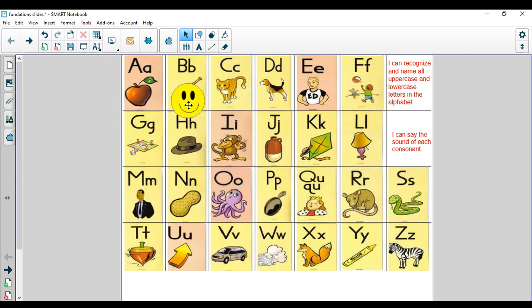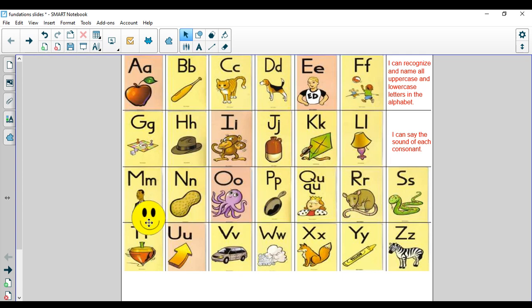A apple, A. B bat, B. C cat, K. D dog, D. E ed, E. F fun, F. G game, G. H hat, H. I itch, I. J jug, J. K kite, K. L lamp, L.